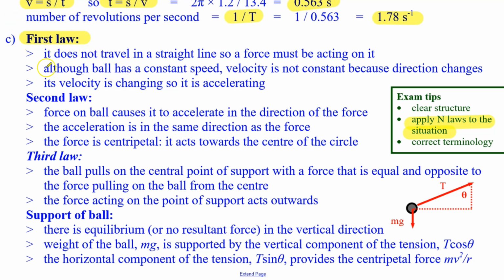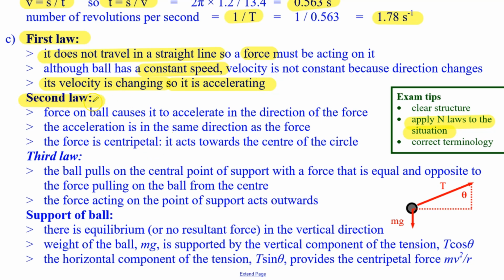So we know the first law states that objects move in a straight line unless acted on by an unbalanced force. It is not moving in a straight line, it's moving in a circle, so there must be a force. That would get a mark. Even though it's a constant speed, the velocity is not constant because the direction is changing, so it's accelerating. Again, we're making reference to there being a force and an acceleration, and it's not at constant velocity. So that could be a few comments there.